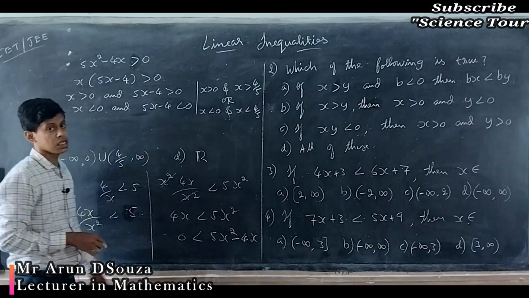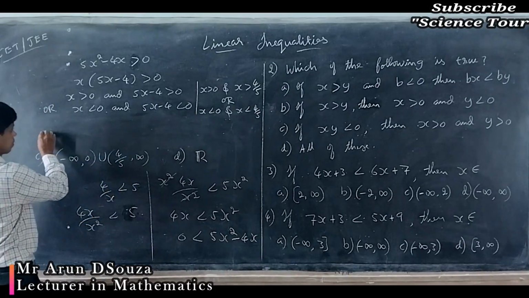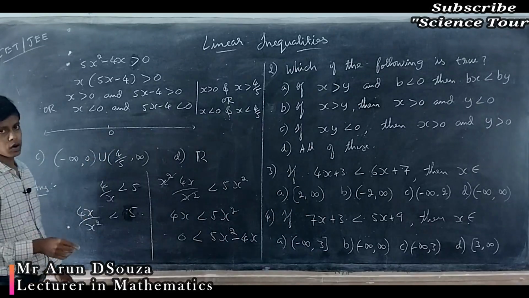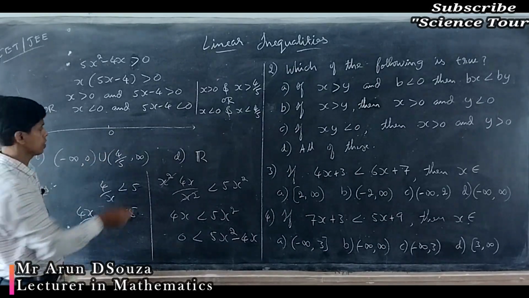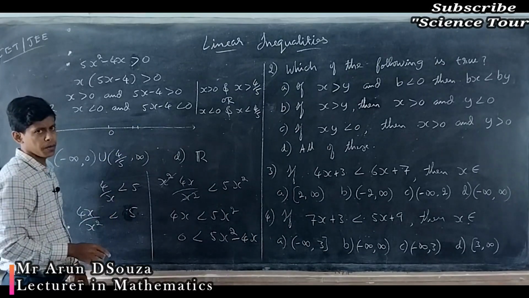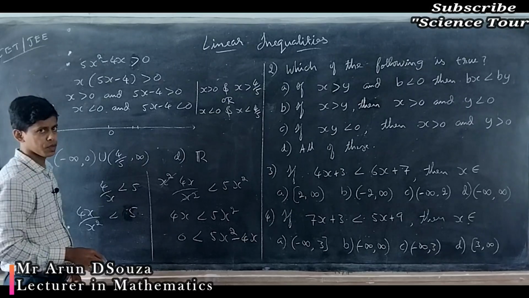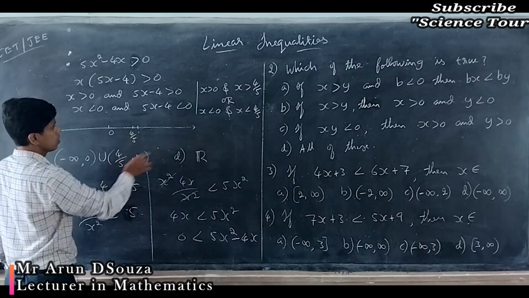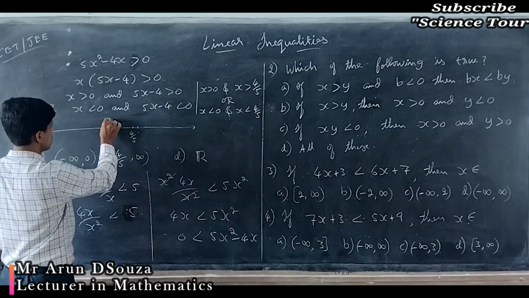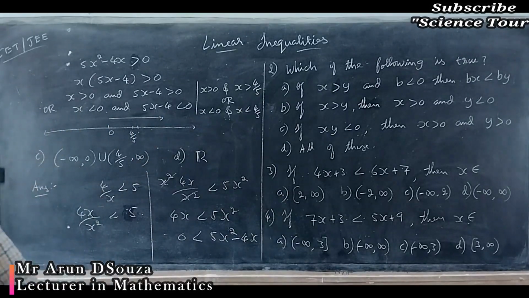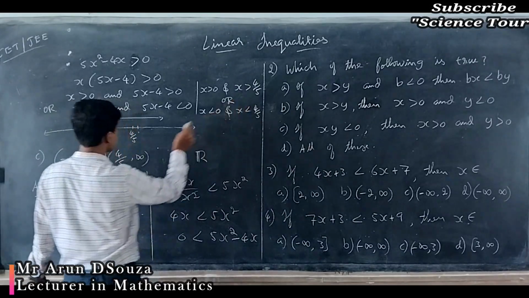Now let's look at this on the real line. So you have got 0, you have got 4 by 5. Okay, so that is less than 1, 4 by 5 around here, let's say. Now you have first x positive and you also have x greater than 4 by 5.